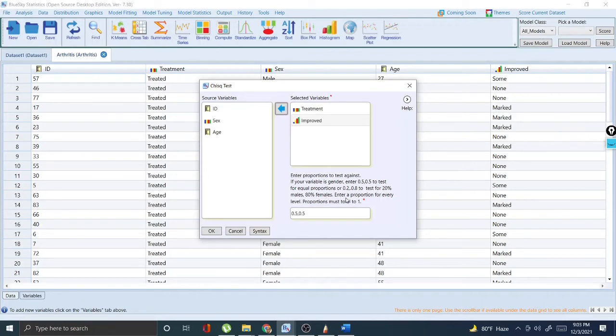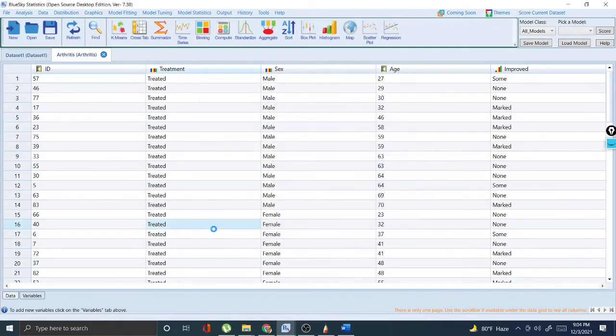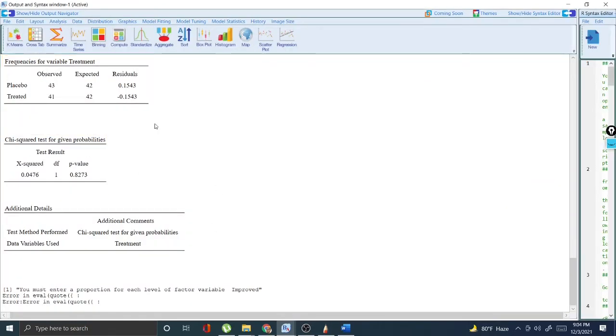In this case, the entire proportion across every level must add up to 1. If that is not the case, then you don't need to do this. If you would like to make that test, then of course you need to do that. So in our case, I would like to test 50-50 chances, so if I just press OK, the outcome will appear this way.